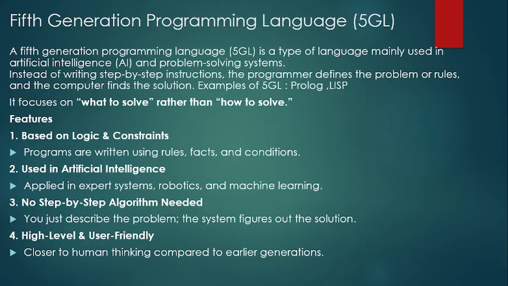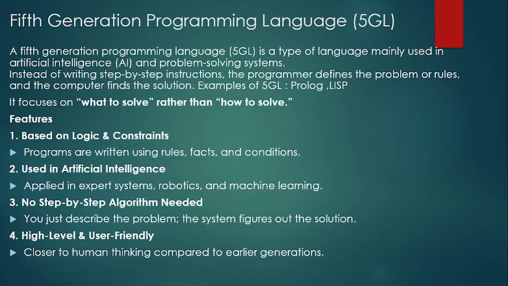Then our final programming language is fifth generation programming language, 5GL. Fifth generation programming language, 5GL, is a type of language mainly used in artificial intelligence like AI and problem-solving systems. Instead of writing step-by-step instructions, the programmer defines the problem or rules, and the computer finds the solution. An example of fifth generation language is Prolog, and LISP is also very famous, and it focuses on what to solve rather than how to solve. So what are the features of fifth generation programming languages?